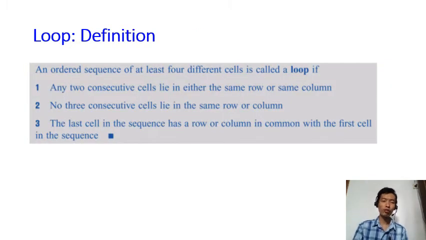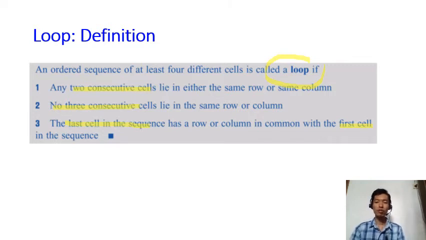Here's the definition of the loop. Any 2 consecutive cells lie in the same row or same column. No 3 consecutive cells are in the same row or column. The last cell in the sequence is in the same row or column as the first cell in the sequence. If these 3 requirements are satisfied, then we have a loop. And if we have a loop, then we do not have a basic feasible solution. So remember that to have a basic feasible solution, we do not want to have a loop.